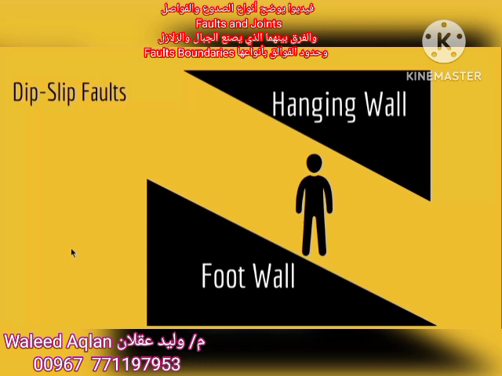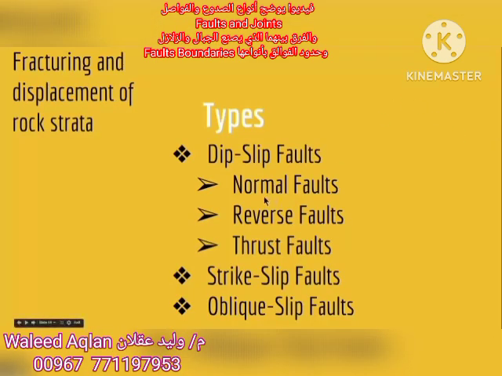So in a dip slip fault, the upper part, or the part that is over your head, is called a hanging wall. But the part that is under your foot is called a footwall. This is the footwall and this is the hanging wall. And depending on whether the hanging wall will go up or down or the footwall will go up or down, we have three types of dip slip faults, as I showed you. We have normal faults, reverse faults, and thrust faults. They all depend on whether the hanging wall or the footwall goes up or down relative to each other.